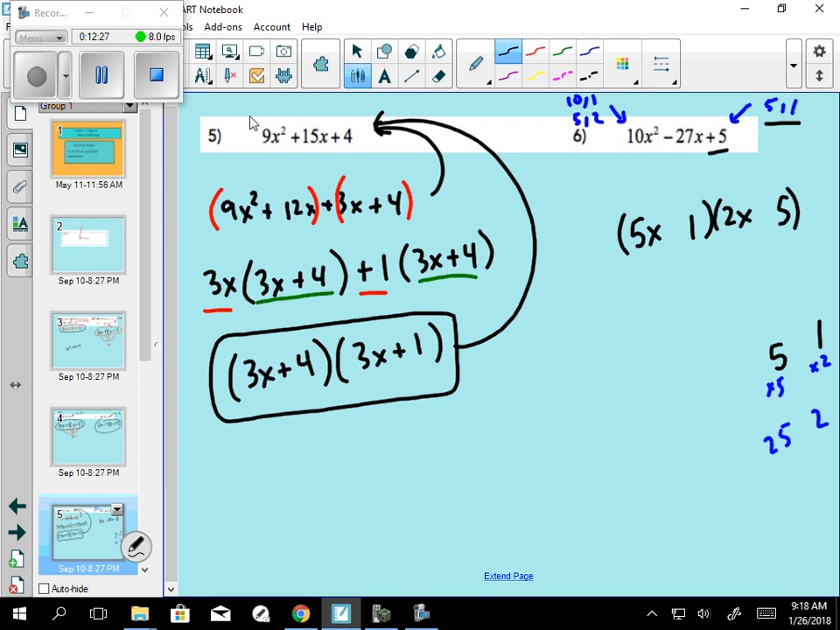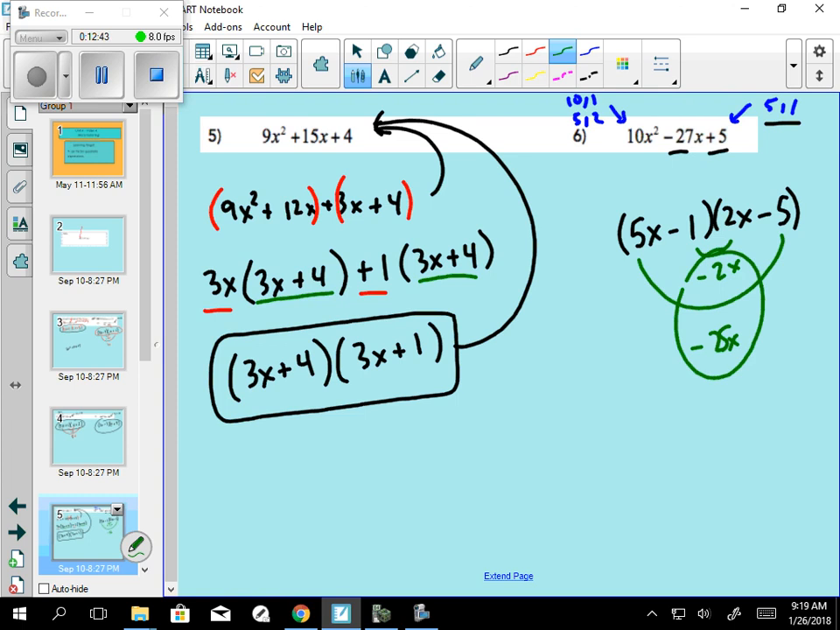Because this is positive and this is negative, it looks like both of these need to be negative. Let's just check it to make sure. So if we multiply these, that's negative 25x. Multiplying these, that's negative 2x. These do add up to negative 27. Looks like this is the correct factor.